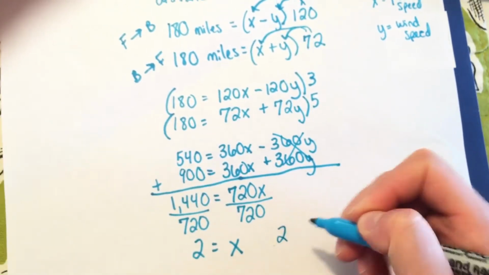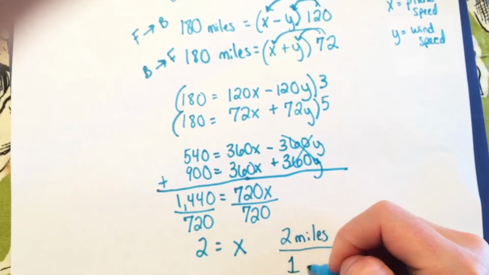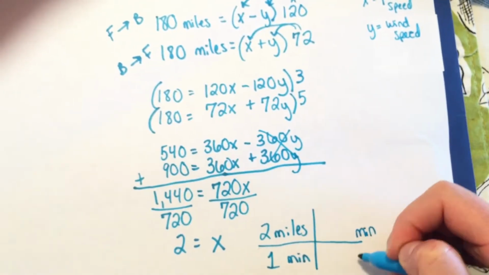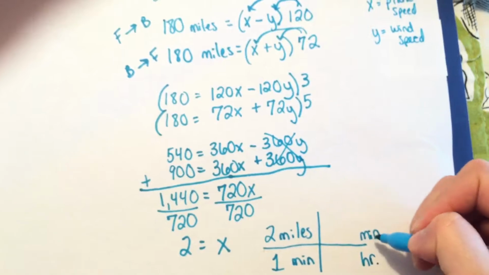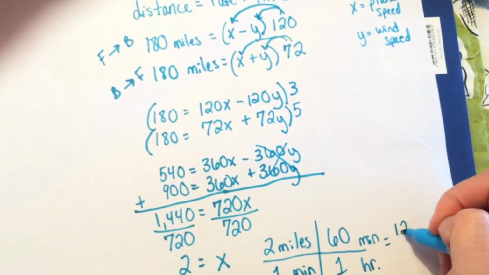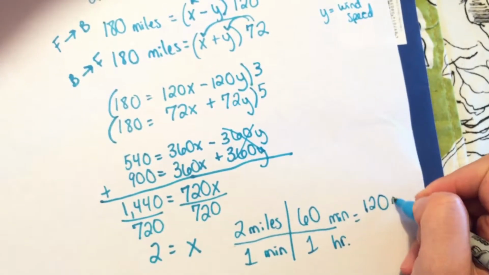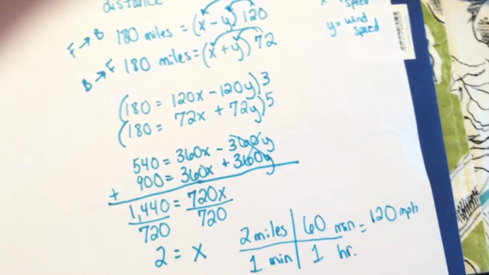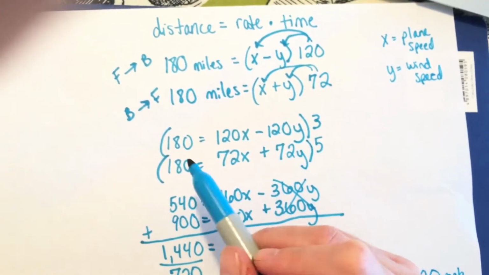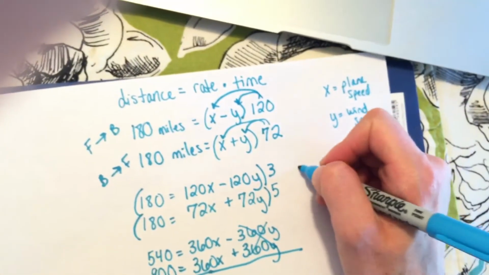So in order to convert this 2 miles per 1 minute to hours, we need to change it. So I know that there are 60 minutes in 1 hour, which gives me 120. So my plane is really going 120 miles per hour. Now we need to figure out what the wind speed is. So go back to this for a minute. I have x equals 2. I'm going to plug it back into one of my 2 equations to solve for y. So I'm going to plug it into this bottom equation here.